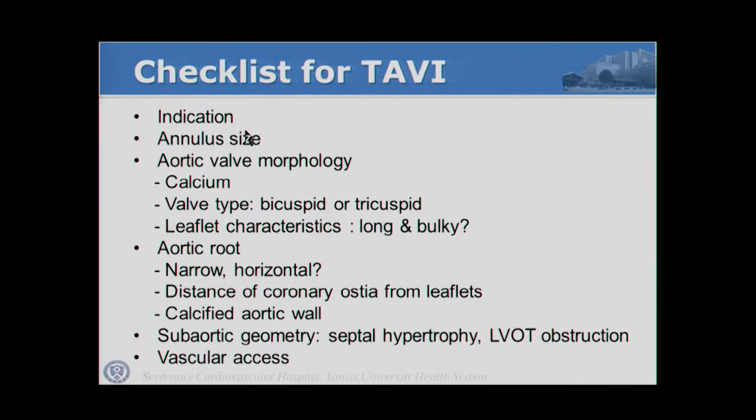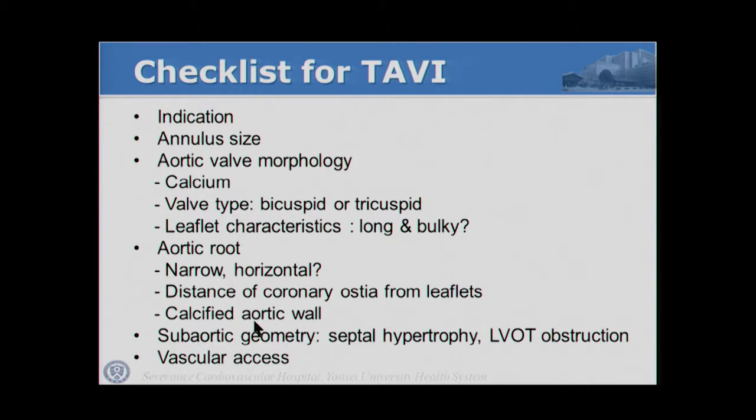We can look at the indication, and also we measure annulus size using different kinds of imaging modalities. And we will closely look at the aortic valve morphology, especially calcification pattern and amount, and also valve type, whether it is bicuspid or tricuspid valve. Also, we will look at the leaflet characteristics, such as whether it has long leaflets and bulky leaflets. And aortic root morphology is very important, whether it is narrow or horizontally located. Also the distance of coronary ostia from leaflets is very important.